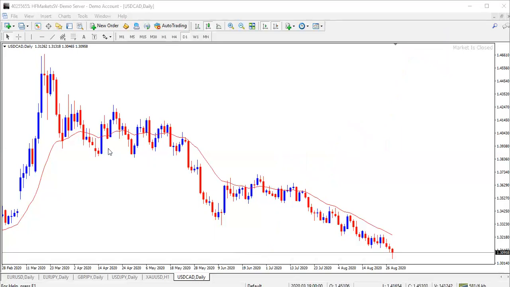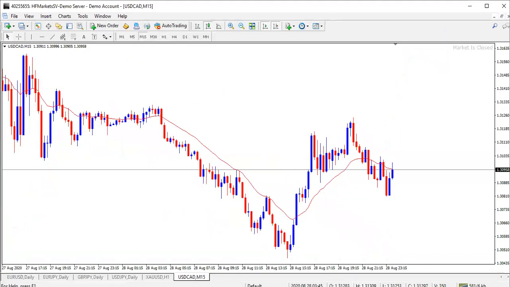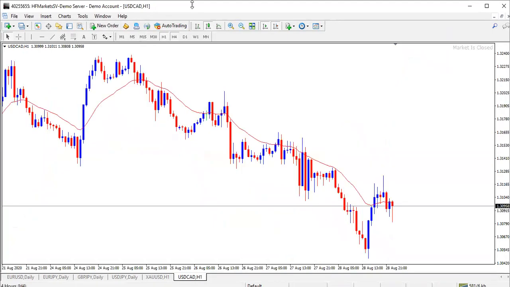So it means that you now understand that if you go on H1 and you see a downtrend, you can go to M15 and see an uptrend. You understand why, right? Yes. Okay, then that is cool.